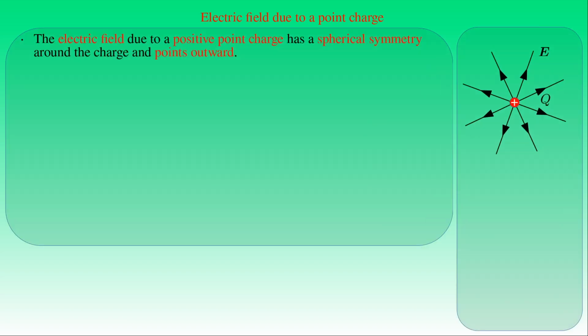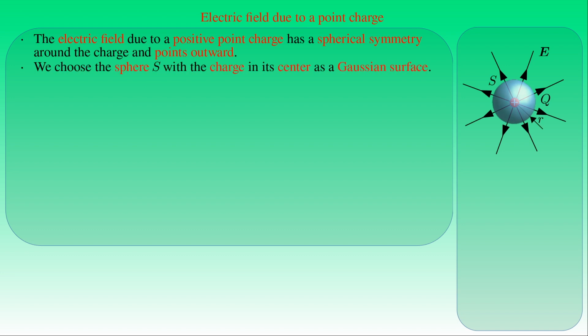Now we start with the simplest example for the application of Gauss's law, where we determine the electric field due to a point charge. We have already seen that the electric field E due to a positive point charge q has a spherical symmetry around the charge, and points outward. By considering the symmetry of the electric field, we choose a sphere S with an arbitrary radius r as a Gaussian surface where the point charge is in the center of the sphere.